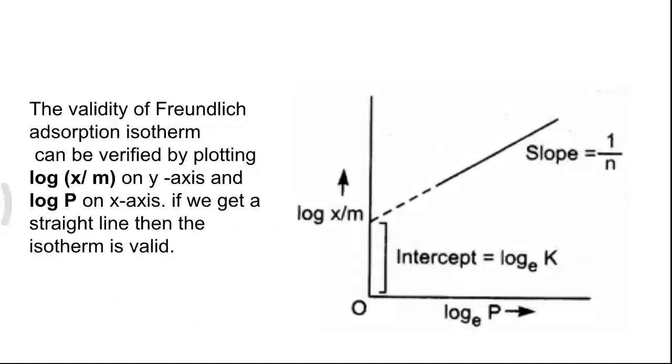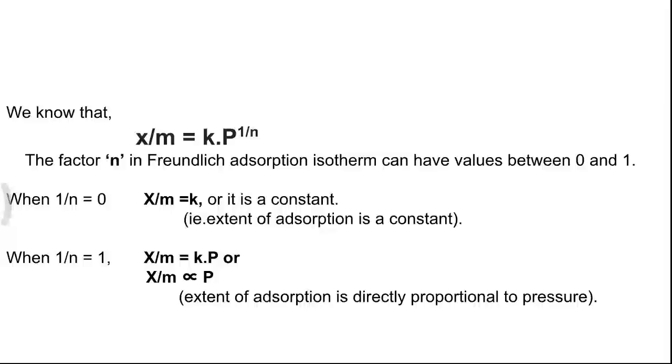The validity of Freundlich adsorption isotherm can be verified by plotting log x by m on y-axis and log p on x-axis. When you plot the graph, if you are getting a straight line, then we can say the isotherm is valid. From Freundlich adsorption isotherm, we came to know x by m, that is the extent of adsorption, is equal to k into p to the power 1 by n.